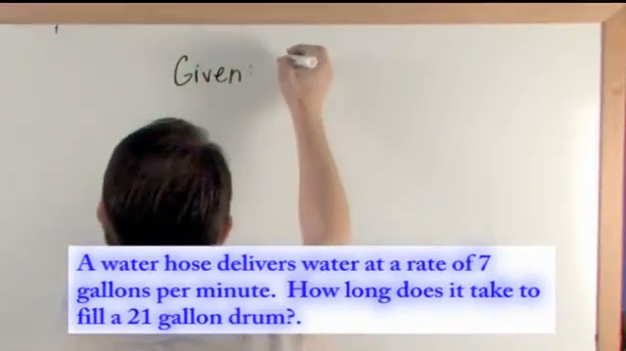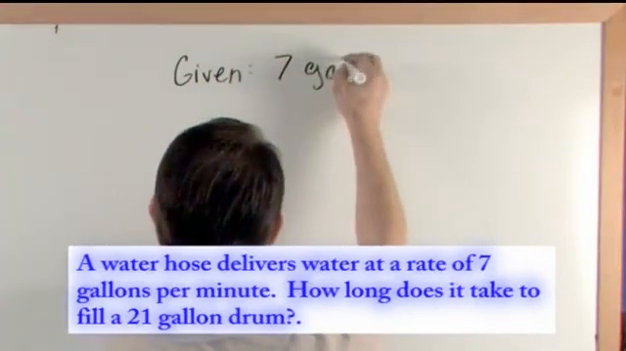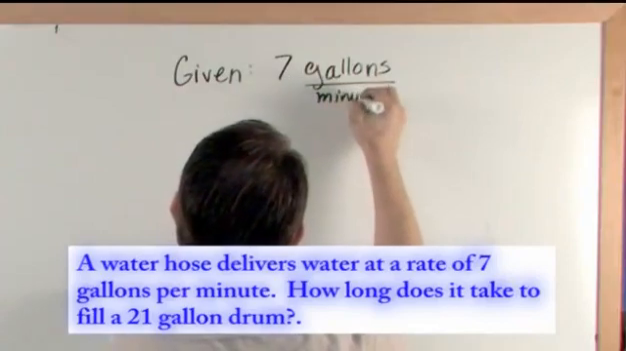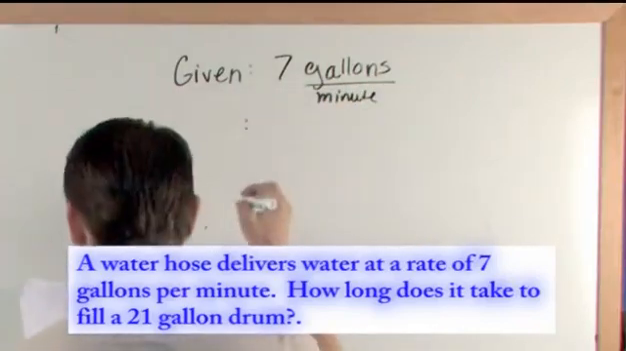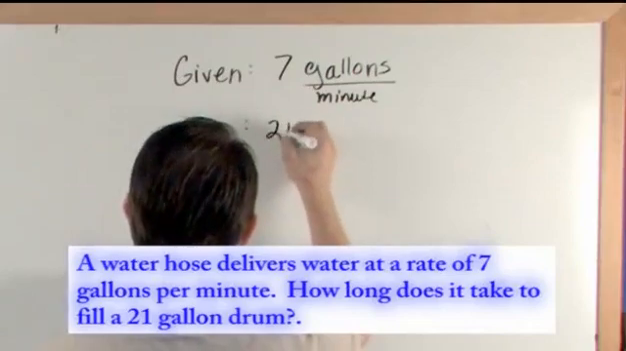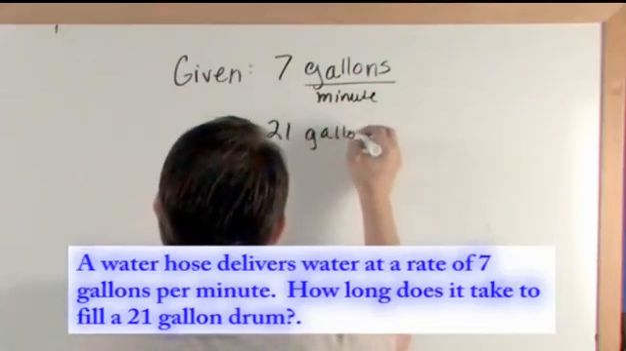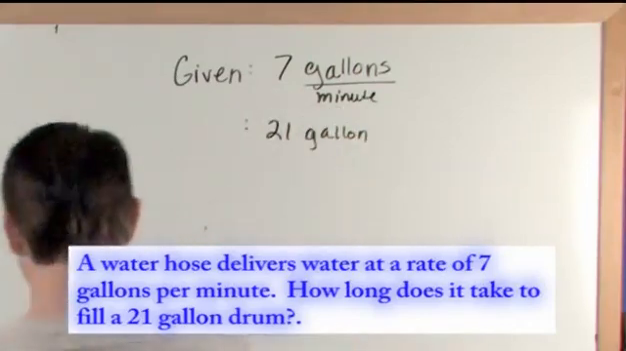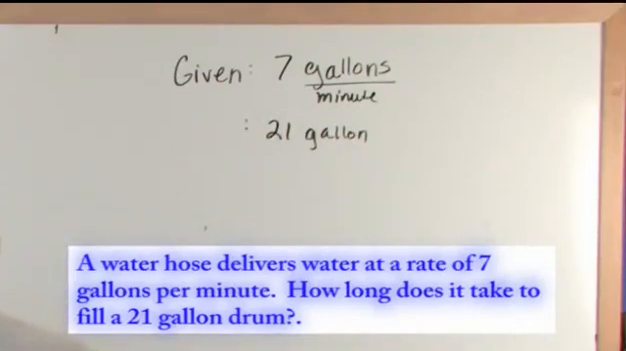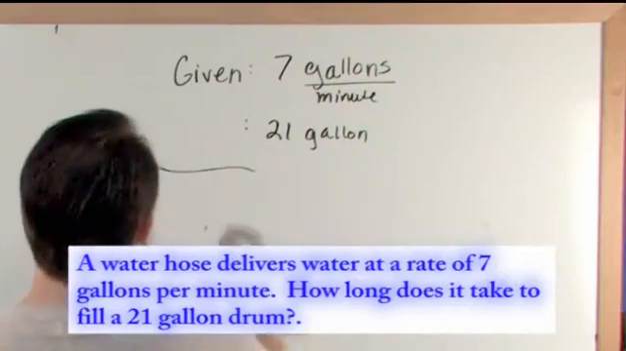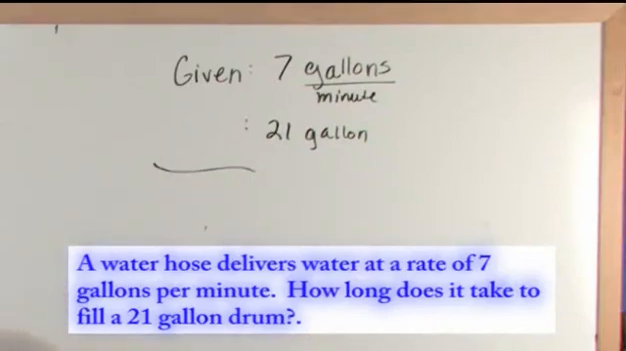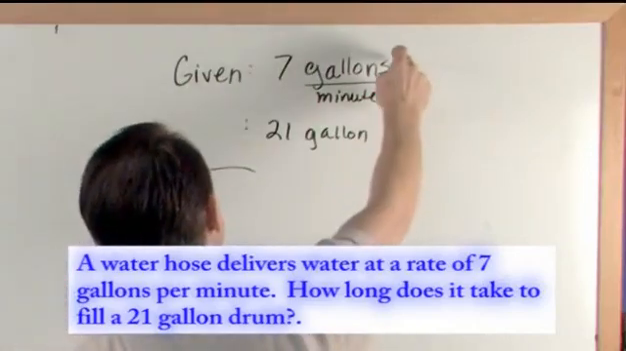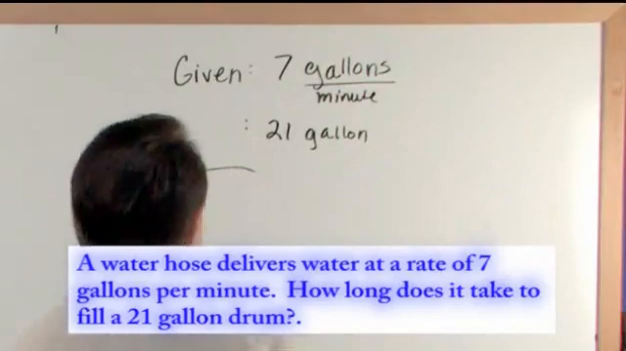So we have 7 gallons per minute, and we're also given that it's a 21-gallon drum. So here's our units. And we know we want to end up with minutes because it says, how long does it take to fill a 21-gallon drum? If you think about it logically, you have a 21-gallon drum, this big drum here, and it can be filled at a rate of 7 gallons every single minute.